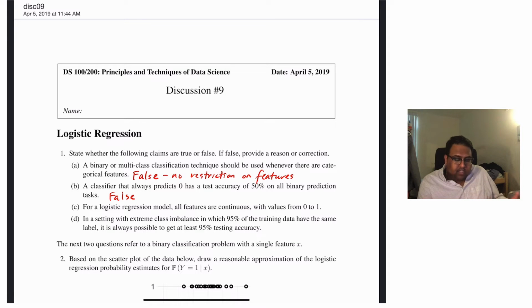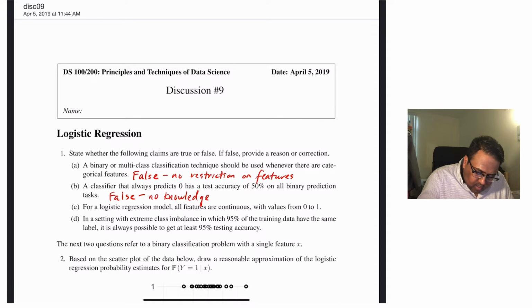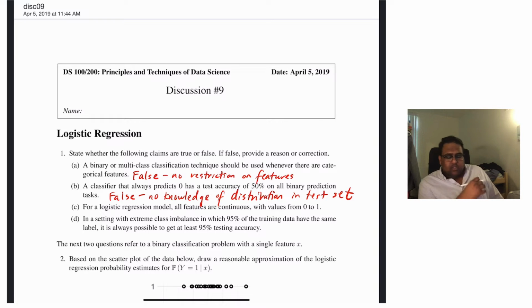And so the bigger reason why this is false is because we have no knowledge of the distribution of the test set when we're creating our model, right? We don't know what the test set will look like, so it's impossible to tell what our test accuracy will be. Okay, and just by predicting 0, it doesn't mean that 50% of what we test will be zeros and 50% of it will be ones. Okay, so we can't say that.